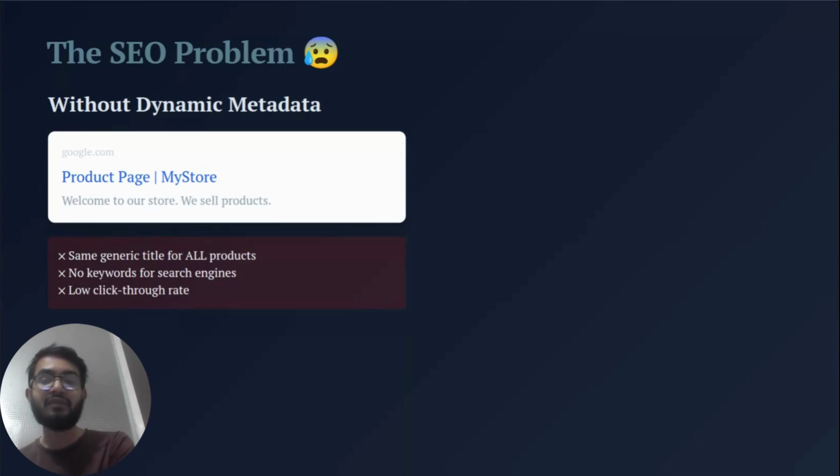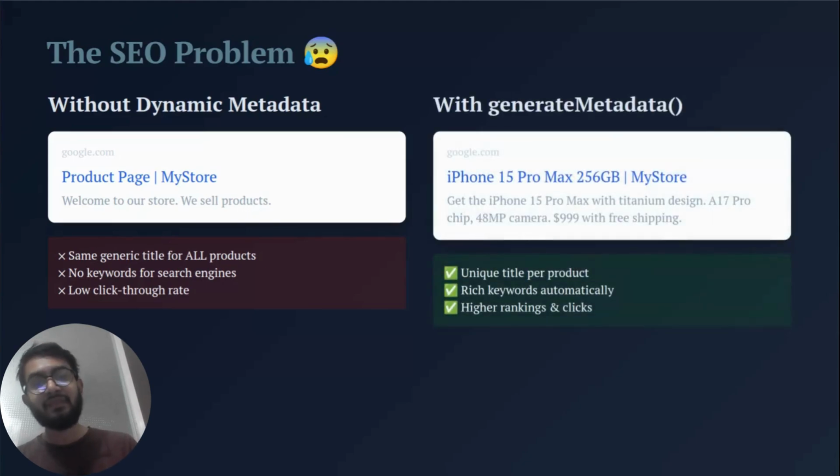And if you use the same generic title for all products, this is not good. And also if you are not using any keywords for search engines, that is also not good for SEO. And also there is a low click-through rate. If Google shows these results, no one clicks them. Even you wouldn't click. If you search something and see this kind of result, you also wouldn't click this kind of title.